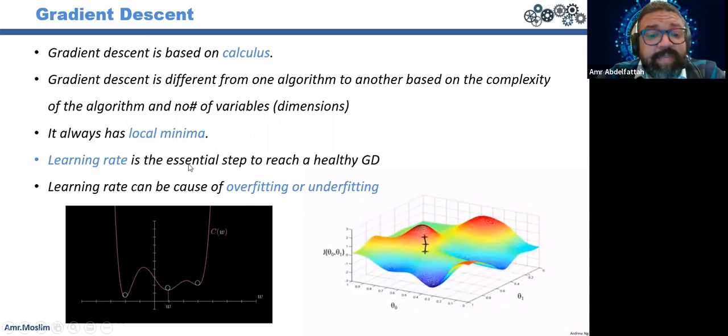Learning rate is a very essential step, because if you choose a big value for the learning rate, you could easily miss the correct value, and this will lead to inefficient calculation and inefficient prediction. Learning rate can be a cause of overfitting and underfitting as well. So you have to be careful how you choose the learning rate. And this is one of the hyperparameters in machine learning models.